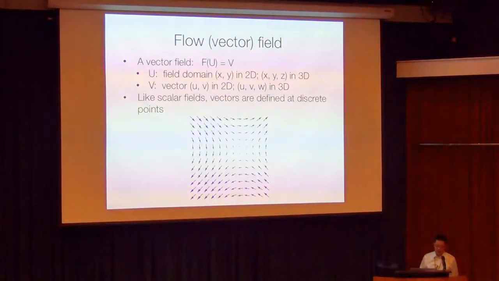Flow visualization is used to display this information qualitatively and quantitatively. By definition, a flow field is a vector field. In 2D, at every grid point, like x, y, you have direction and magnitude information. Like a scalar field, vectors are also defined at discrete points.